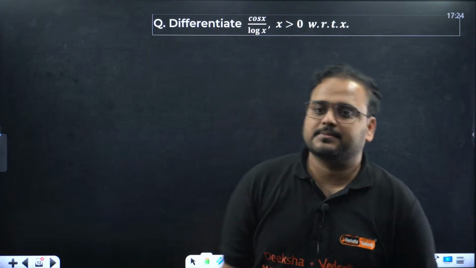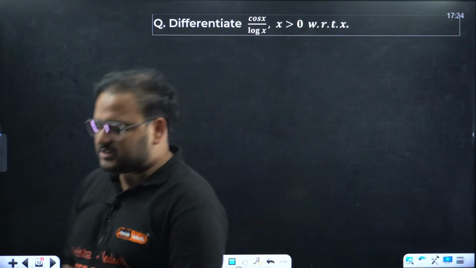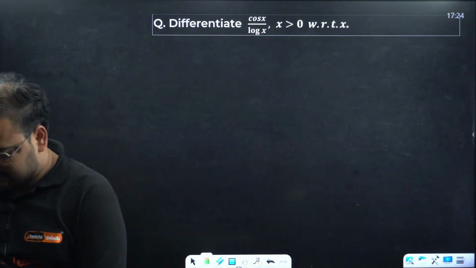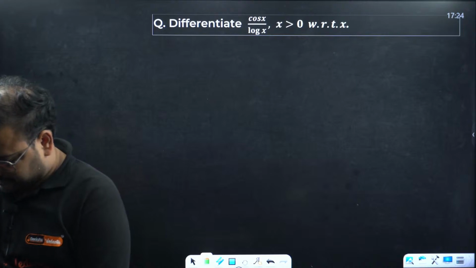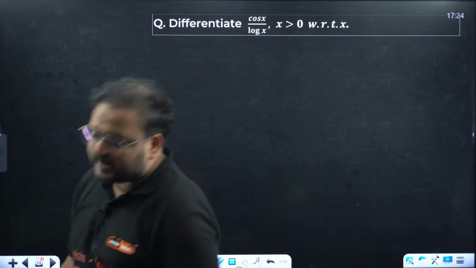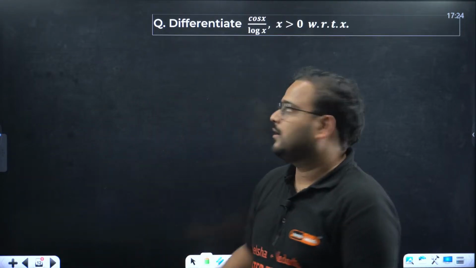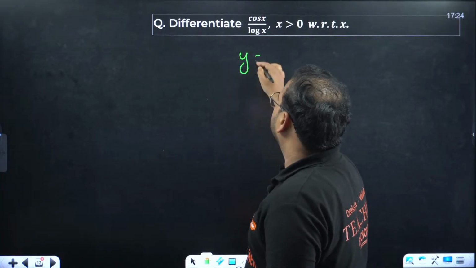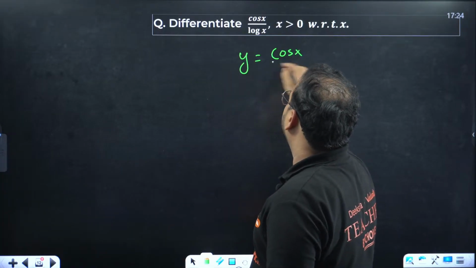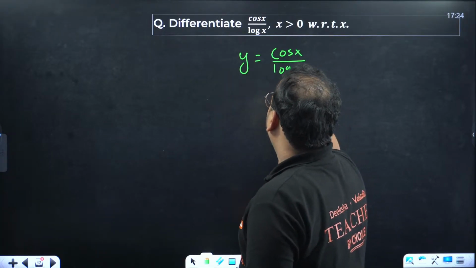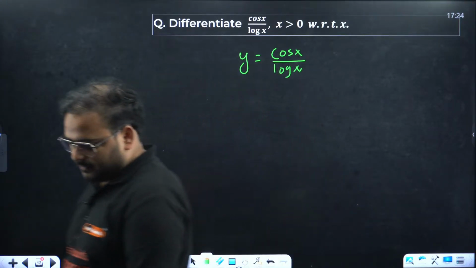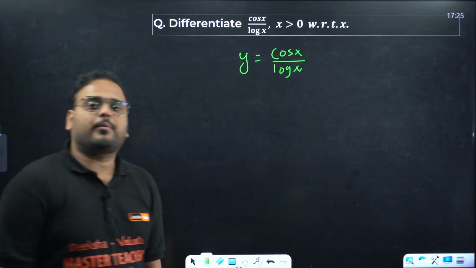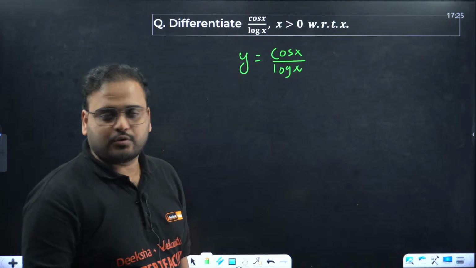Cos x by log x. Please give me answer for this. Cos x by log x. Give me answer for this. What property are you going to use over here, guys? Cos x upon log of x. What are we going to use over here? Of course, the quotient rule.